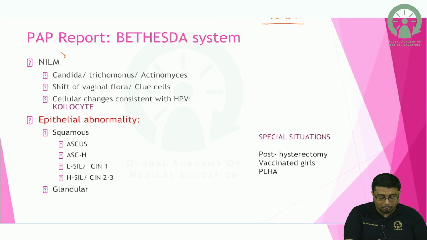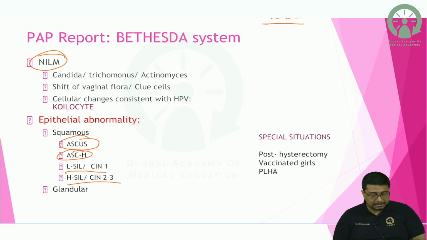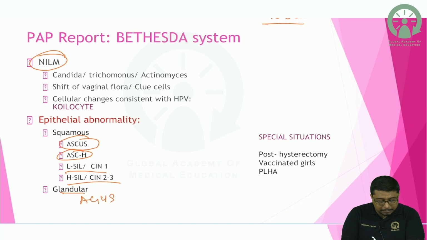PAP can be either normal, that is negative for intraepithelial lesions or malignancy. Then it can be abnormal squamous cells of unknown significance, abnormal squamous cell high grade, then LSIL, which is like CIN1, HSIL, which is high grade squamous intraepithelial lesion, and this is low grade squamous intraepithelial lesion. Or glandular abnormality, like glandular abnormality of unknown significance or suggestive of glandular malignancy.